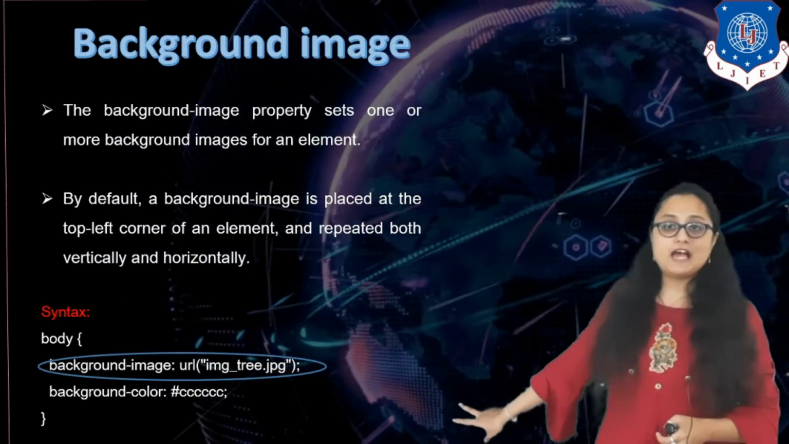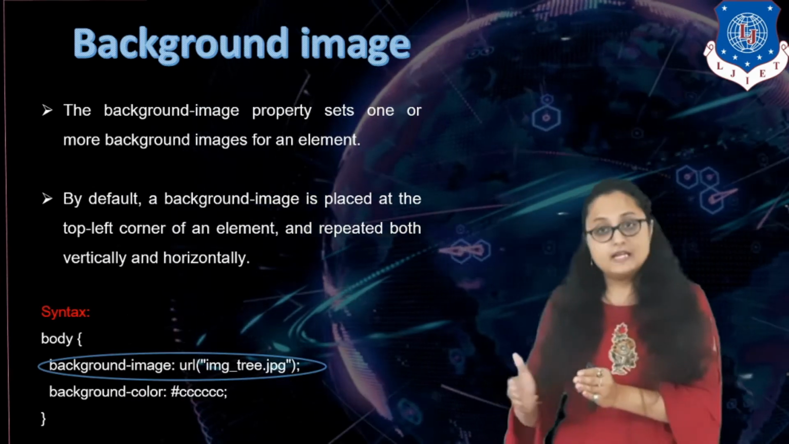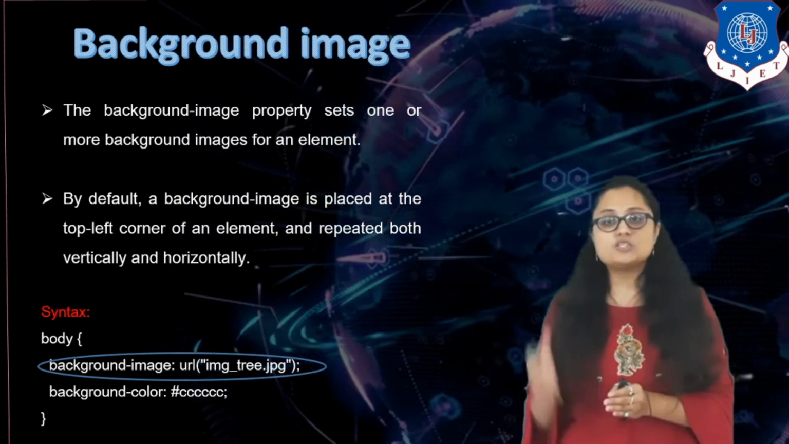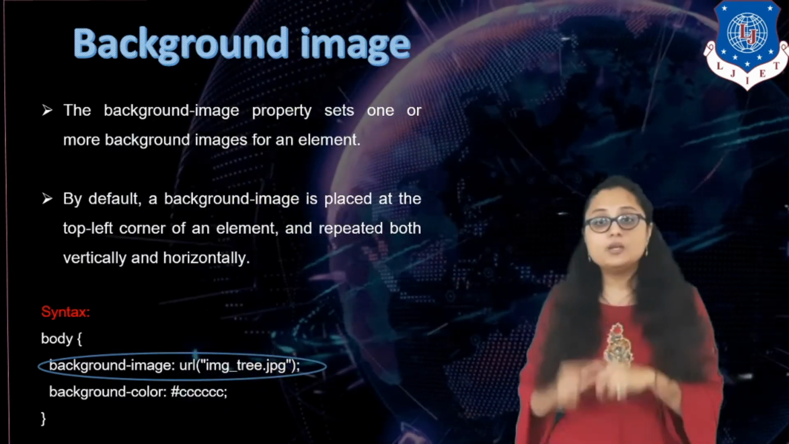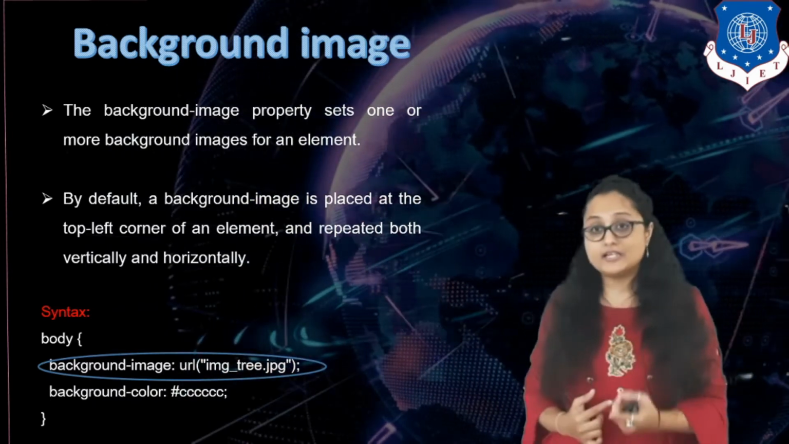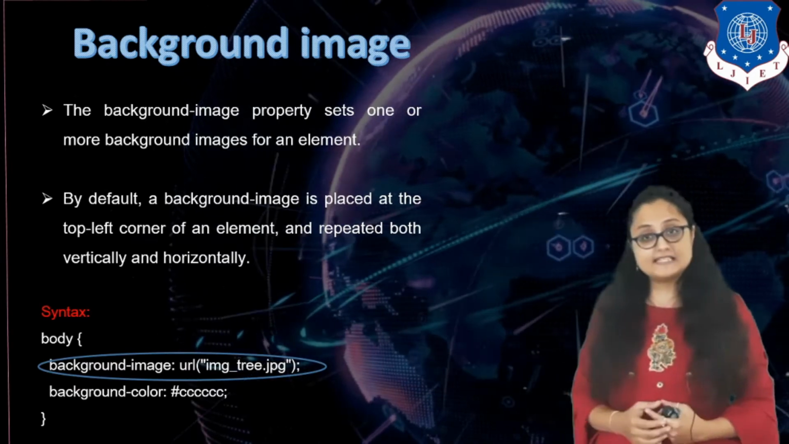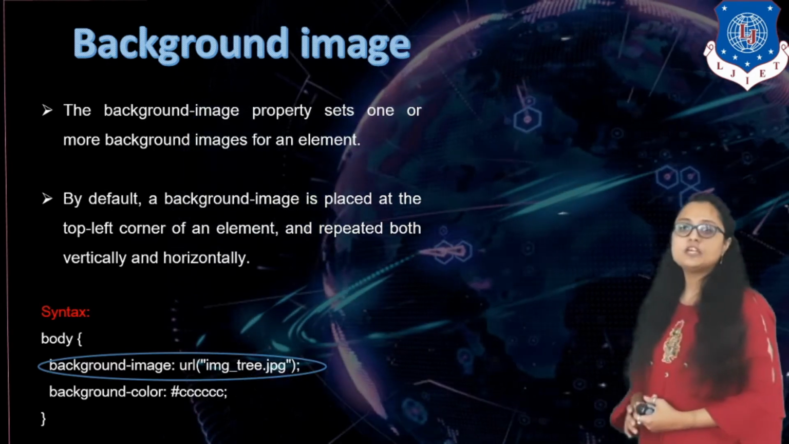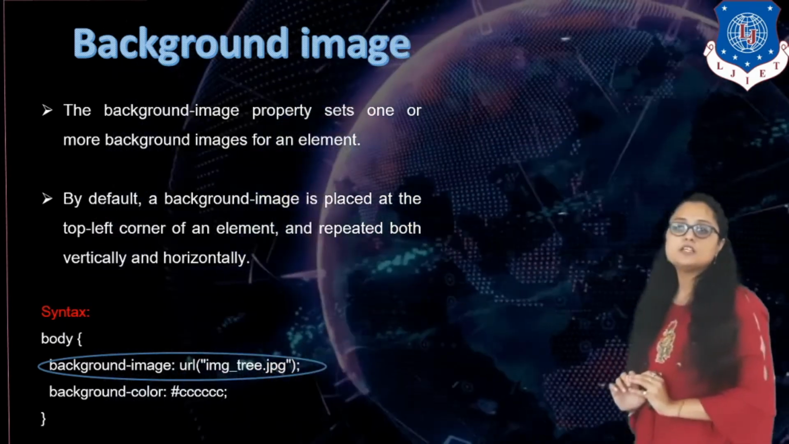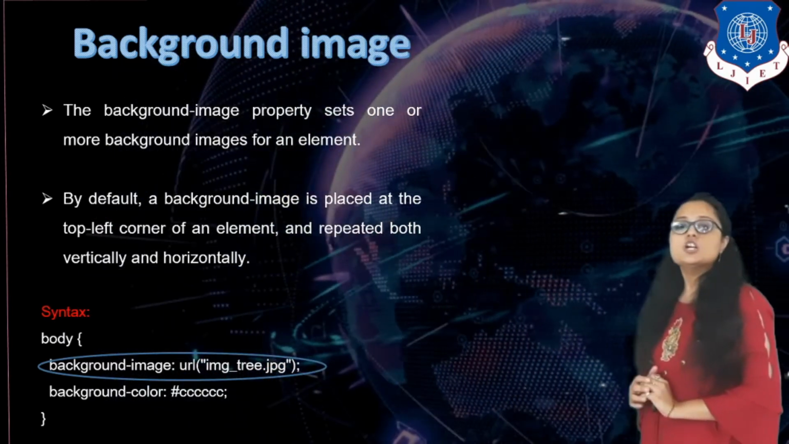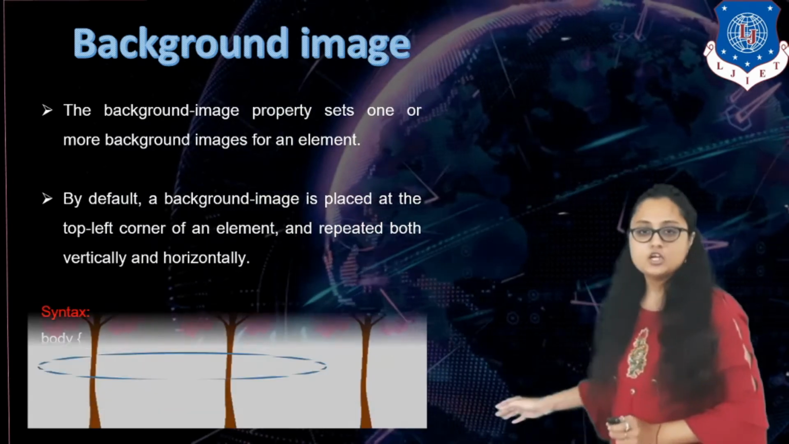So the first priority, if you are giving background color as well as background image to the same element, here I have given both properties to body, what priority will HTML or CSS take? That is background image. It will go for background image. If it is not able to display the background image, then it will shift to background color, right? So what will be the syntax?